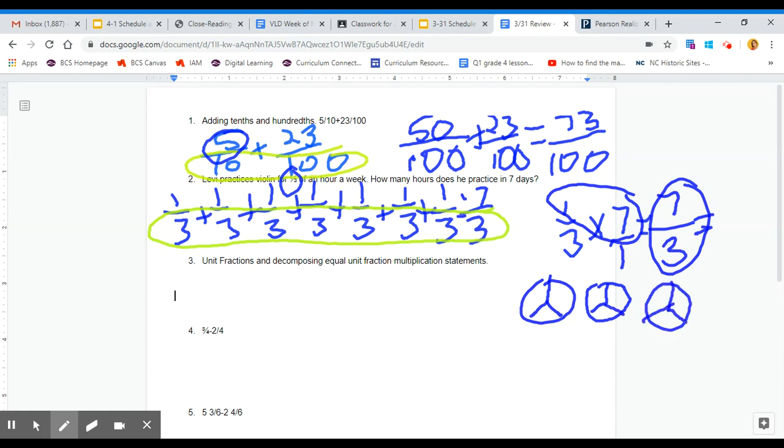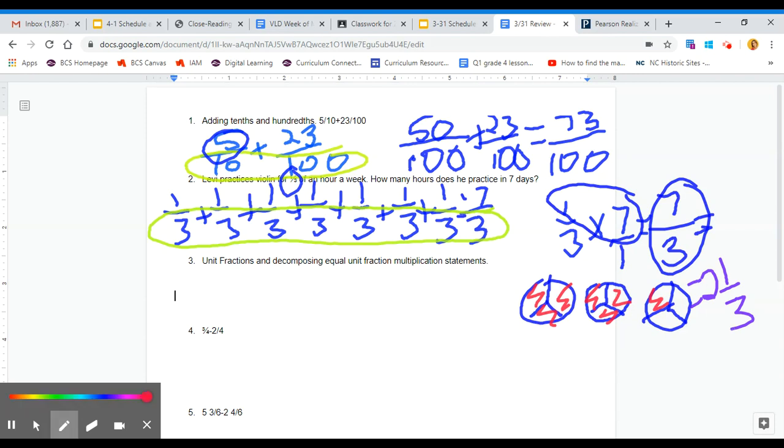So I've drawn me out some thirds here, and I know I have 7 of them. So 1, 2, 3, 4, 5, 6, 7/3. So how many wholes is that? That is 2 1/3. All right, so that's how you would do that. So when you take unit fractions and decompose unit fractions for a multiplication statement.